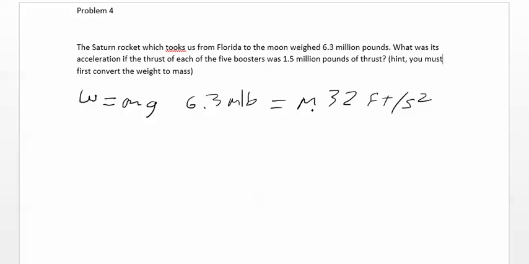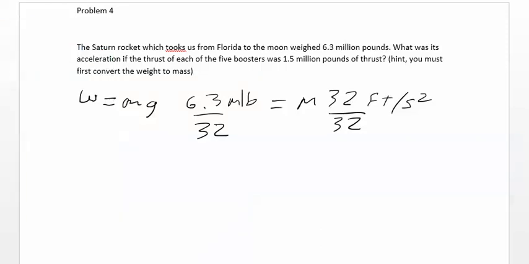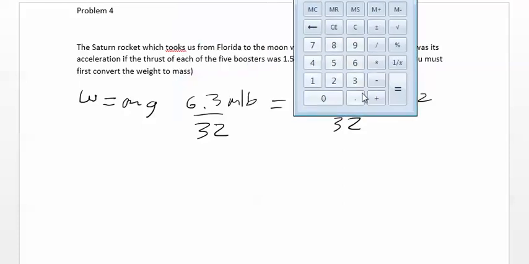How do I get this mass all by itself? Well, it's this 32 over here that's messing things up. So if I divide by 32 here, and I divide by 32 here, what I'm going to get, and I'm going to need to pull up a calculator for this, I know you can't see this. 6.3 divided by 32 equals 0.19 million pounds.